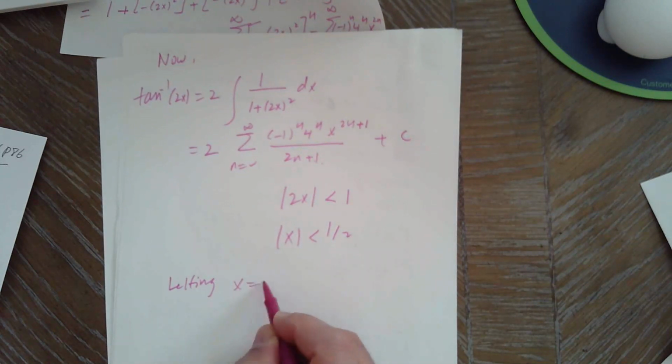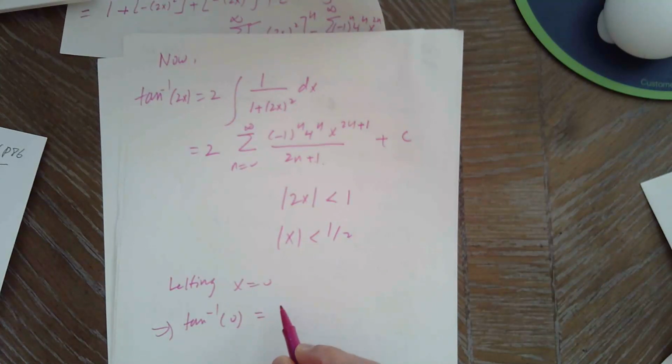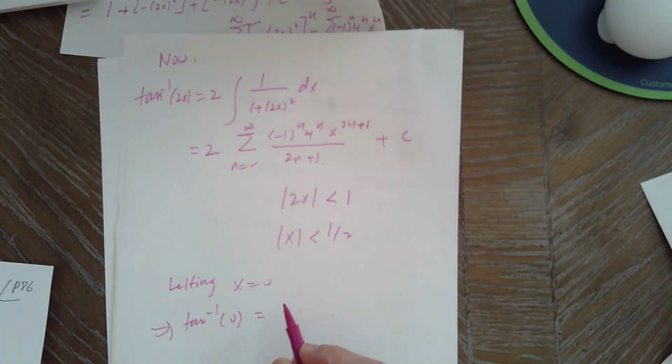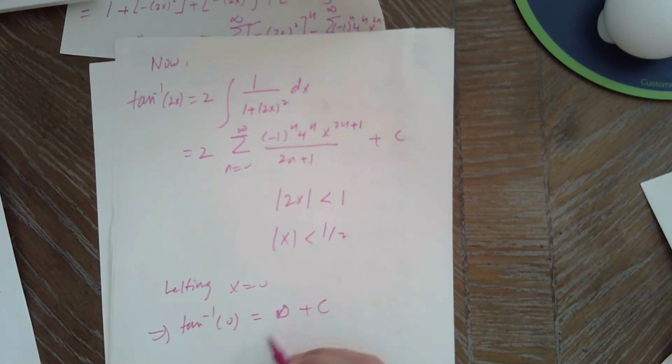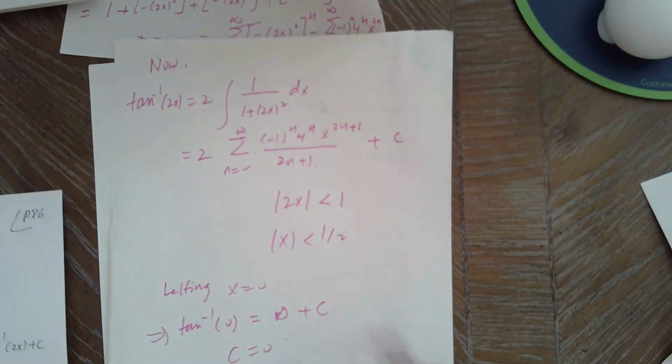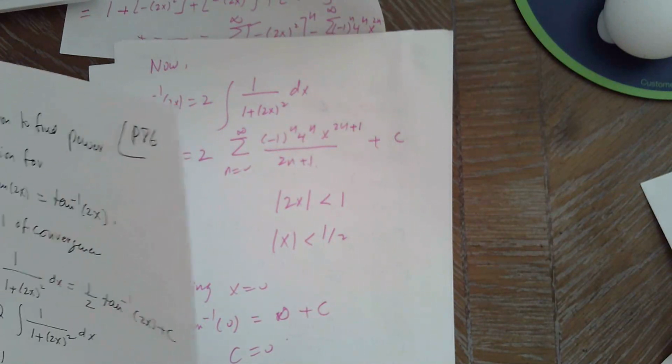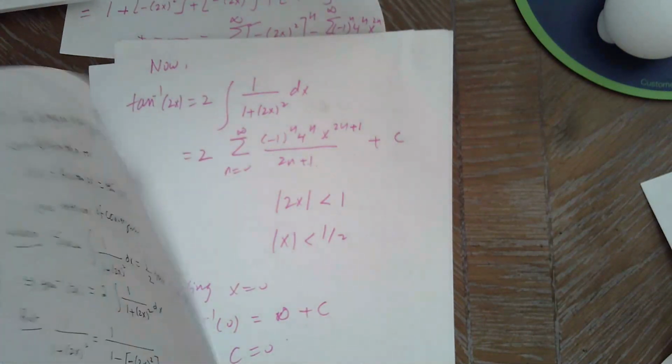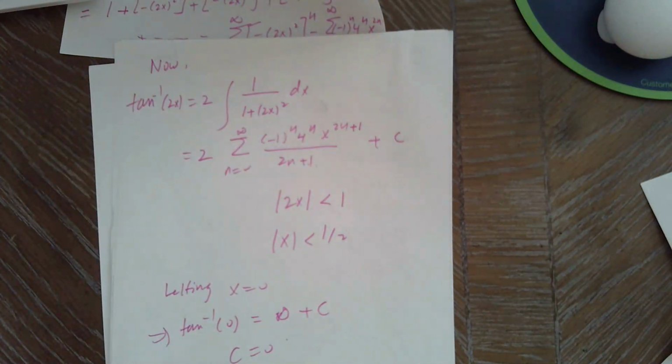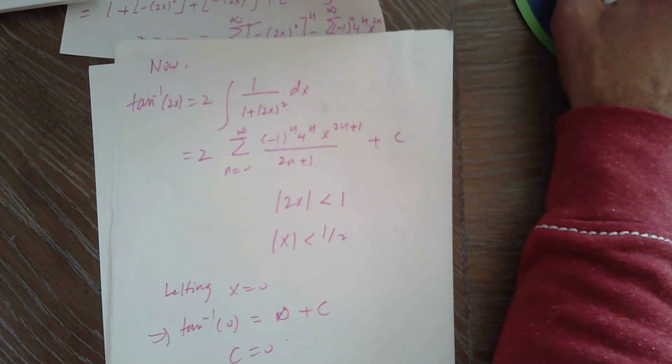Letting x equal 0, that means tangent inverse of 0 equals 0 plus c, so c equals 0, and that's it, the constant is 0. And that will do it for 11.9. I'll see you soon in 11.10.